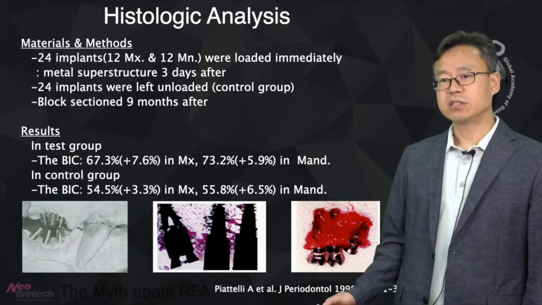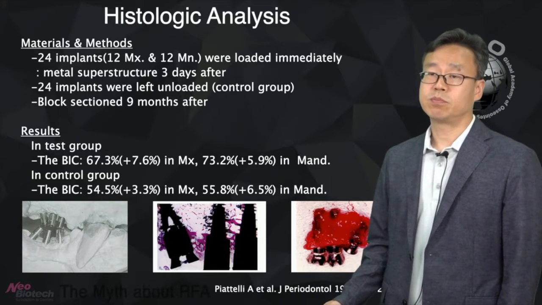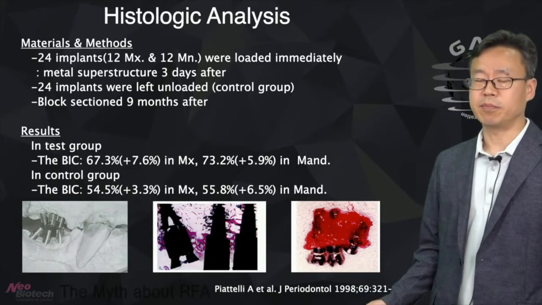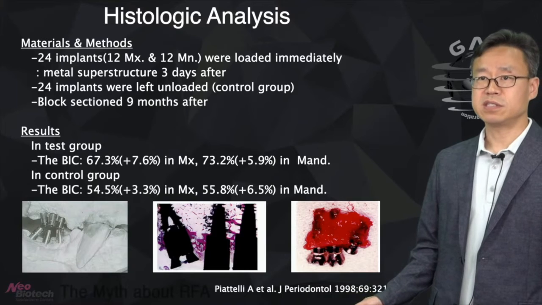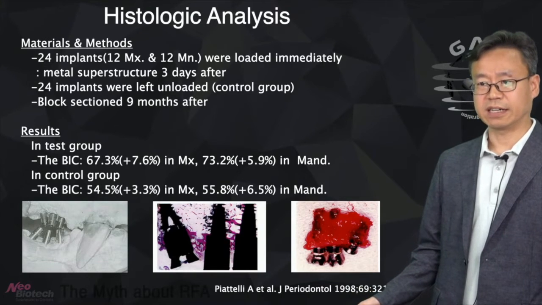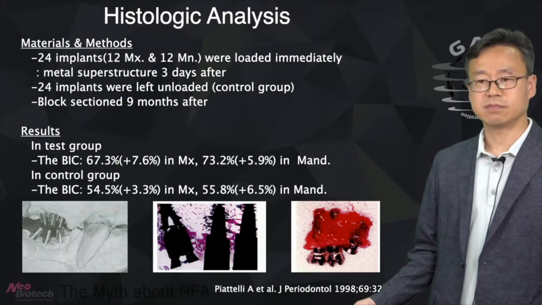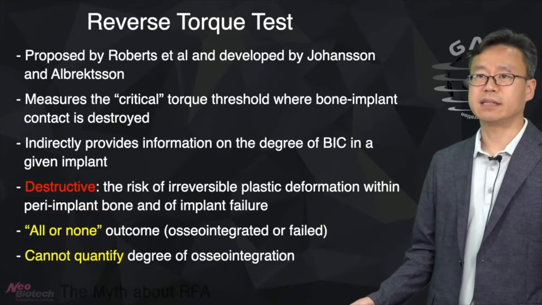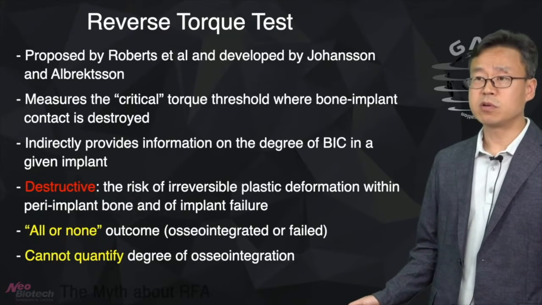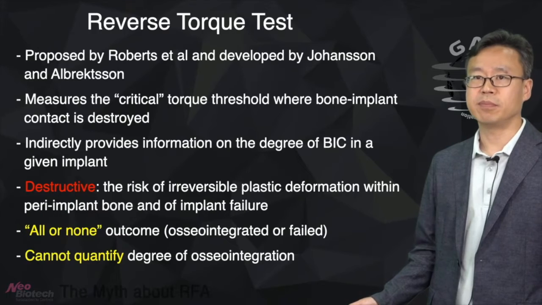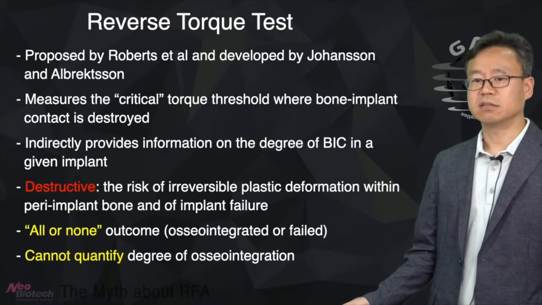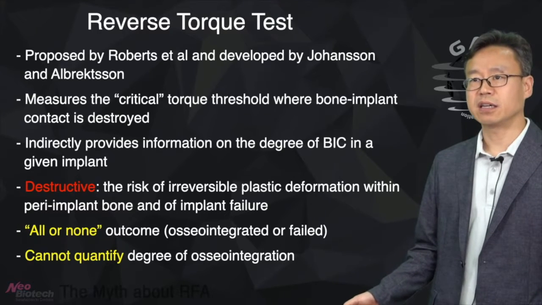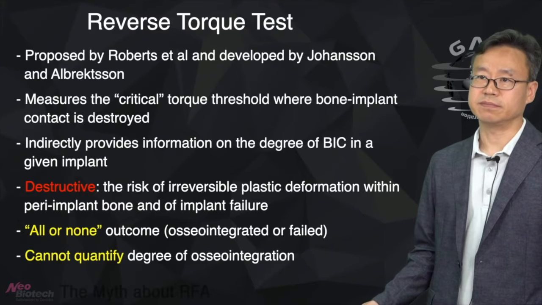Well, histologic analysis would probably be the most objective method to evaluate stability, but it is too invasive, isn't it, to be used in clinic, to be used on patients. With the reverse torque test, it can cause irreversible deformation in peri-implant bone. So it's more like a pass-fail test, and it cannot quantify the degree of osseointegration.